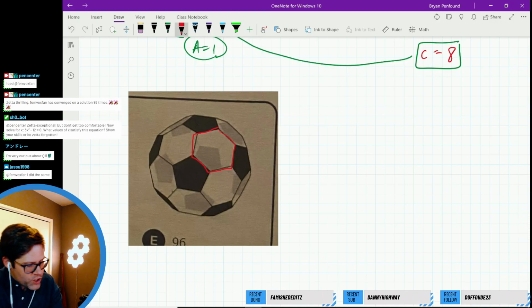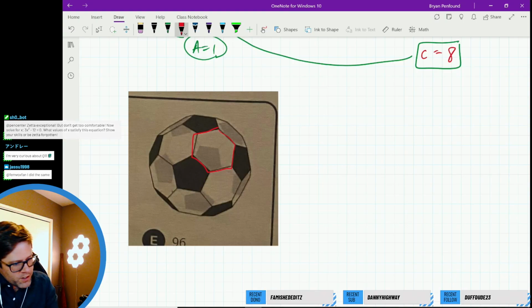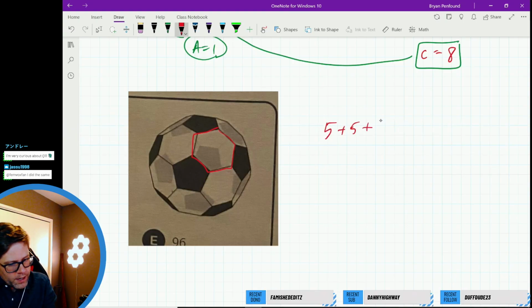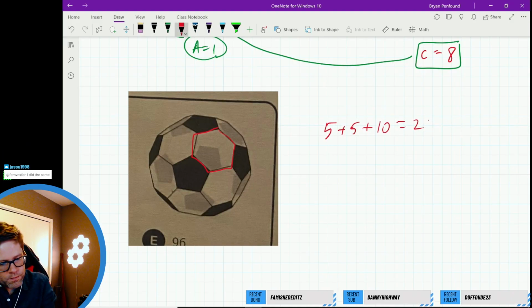Yeah, so if we look at each one of these, how many of these do we have? 1, 2, 3, 4, 5. So we have 5 plus 5 plus 1, 2, 3, 4, 5, 6, 7, 8. Is it 10? There's 20 of these such sides. Oh yeah, it tells us that in the question. Right, so 3 sides.